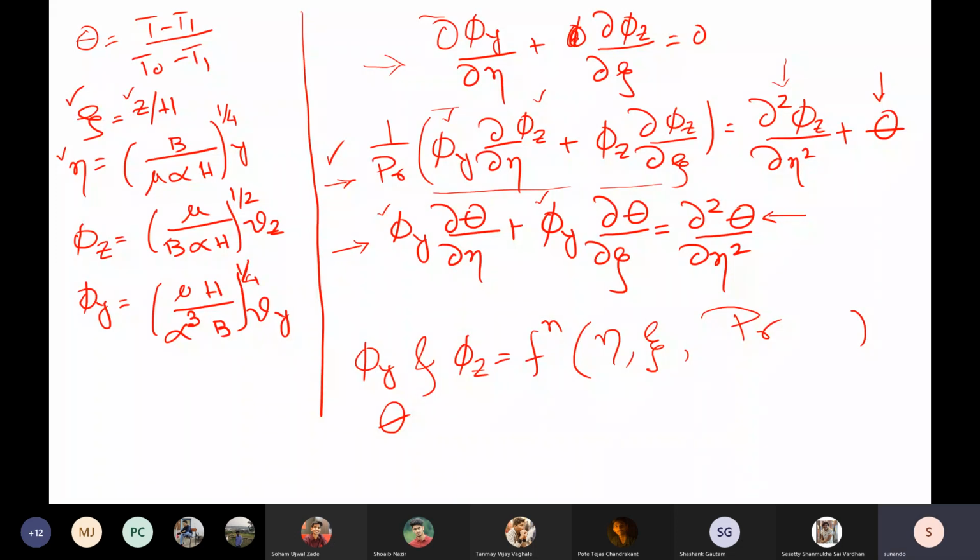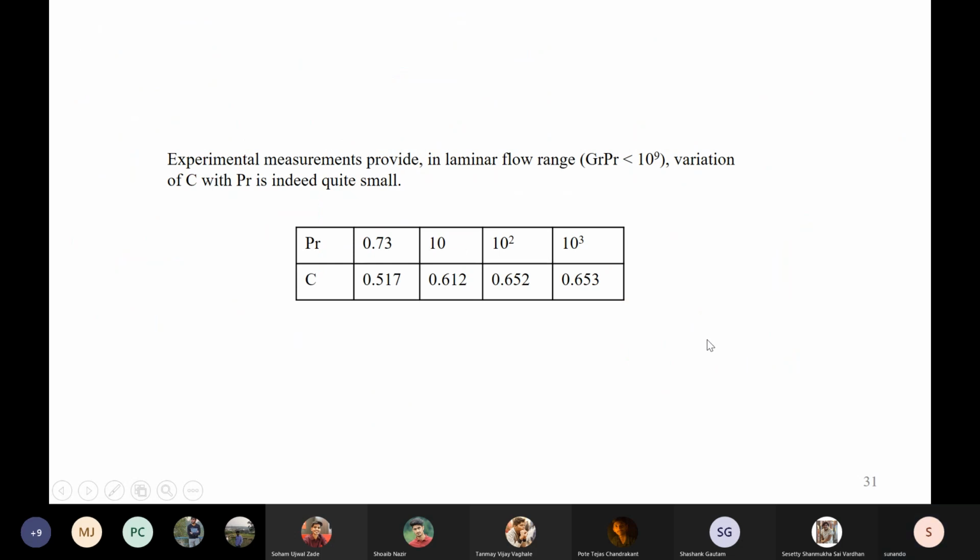The essence of this discussion, therefore, is that phi y, phi z, and theta will continue to depend on eta and zeta, but their dependence on Prandtl number would be rather small. So that's some sort of a simplification which we can mentally make, that phi y, phi z and theta are principally going to depend on these two, and their dependence on Prandtl number is going to be rather small.